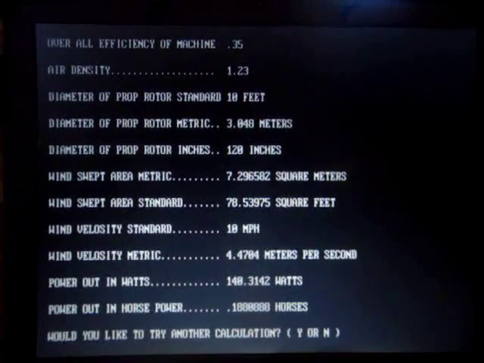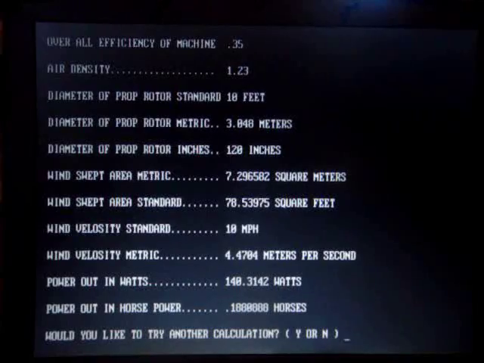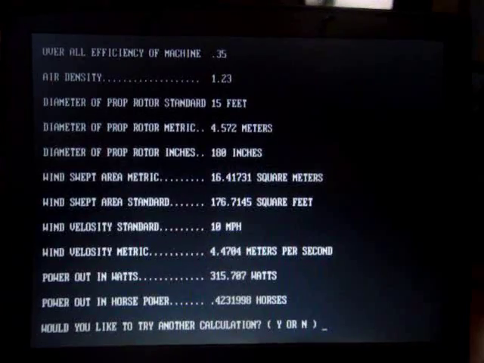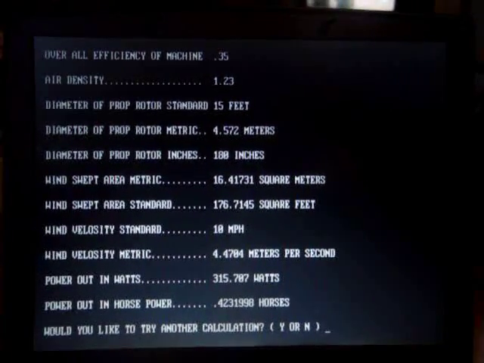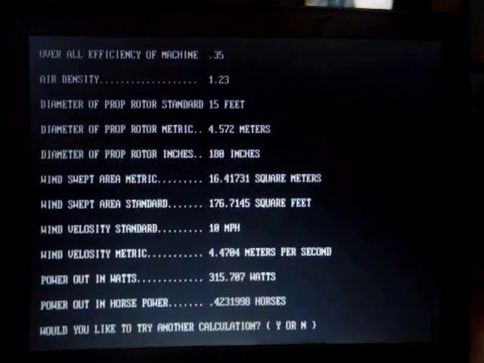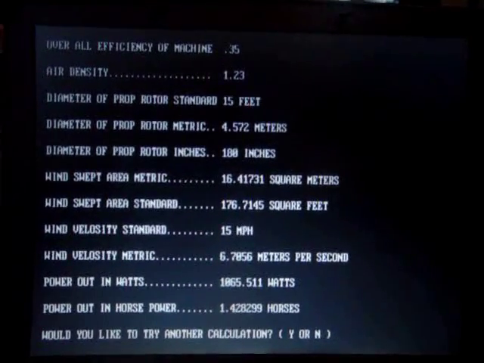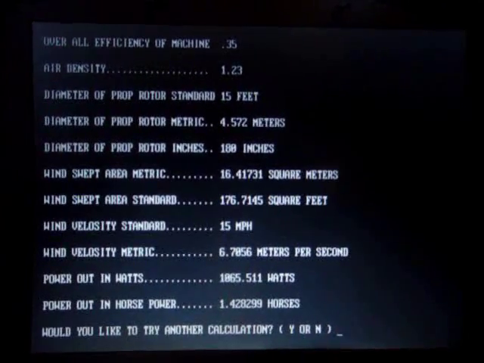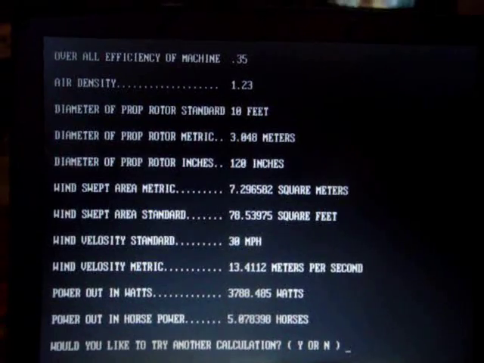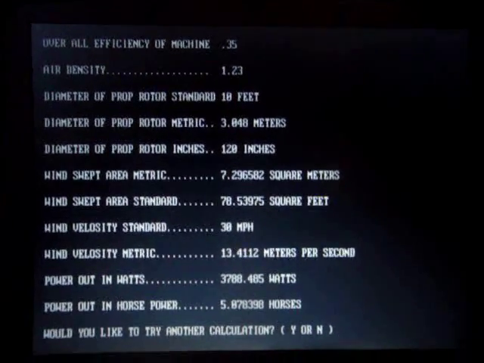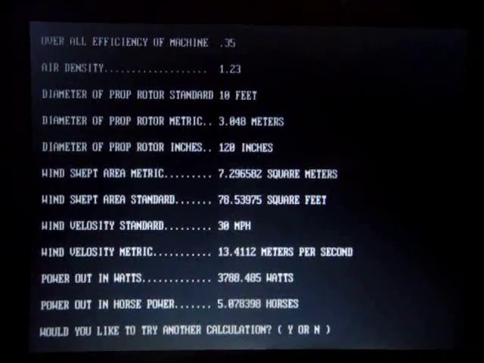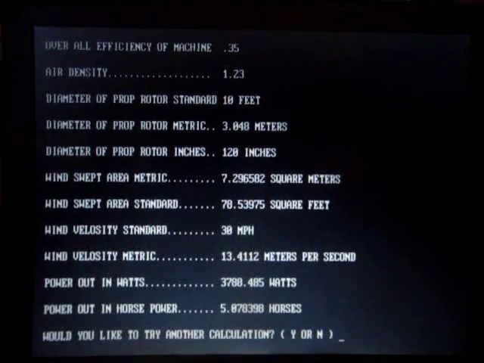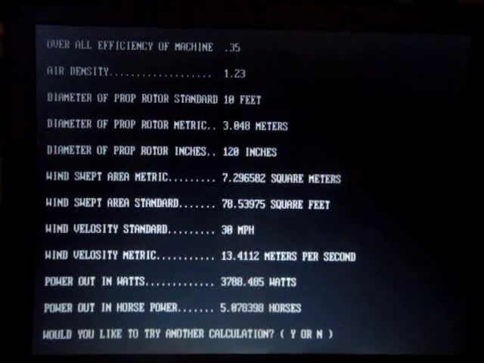Here's 10 miles per hour with a 10-foot prop. Here's a 15-foot prop and 10-mile-an-hour wind. And a 15-foot prop and a 15-mile-an-hour wind. Okay, this is a 10-foot prop and a 30-mile-an-hour wind. Nice numbers down at the bottom. The wind is the main factor, but you're always going to get these results. Well, you should get these results.